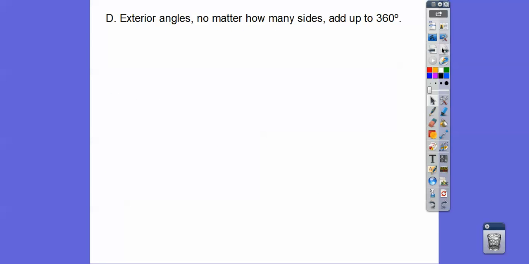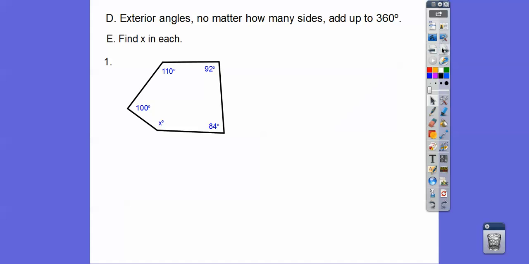So right here, exterior angles, no matter how many sides, always add up to 360. So we do not do the n minus 2 times 180 if they talk about exterior angles. Okay, so here's interior angles.